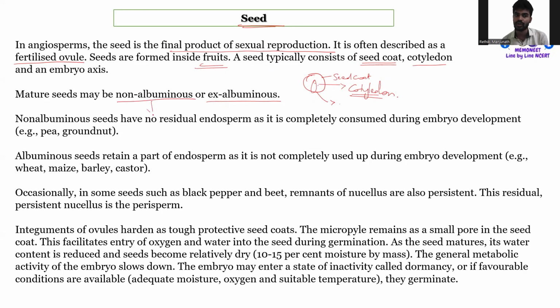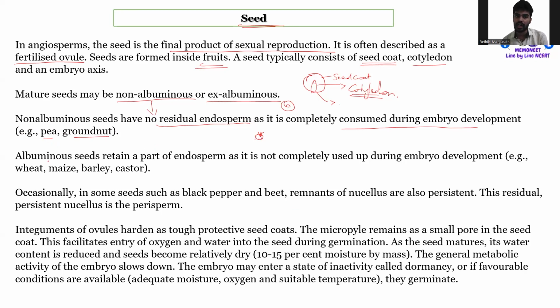When I'm talking about non-albuminous seeds, they normally have no residual endosperm. That means no endosperm will be left. The entire endosperm will be consumed during the embryonic development. If you take a look at pea or groundnut, during the development the entire endosperm is completely consumed.